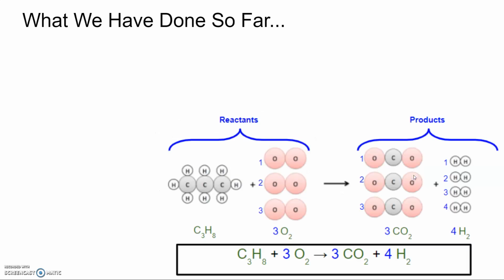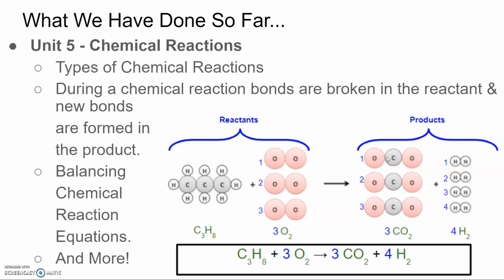So before we get into Unit 7, let's recap some of the things that we've covered so far in the past couple of units. In Unit 5 on chemical reactions, we learned about types of chemical reaction, what happens during a chemical reaction, how to balance chemical reaction equations, and a whole lot more.